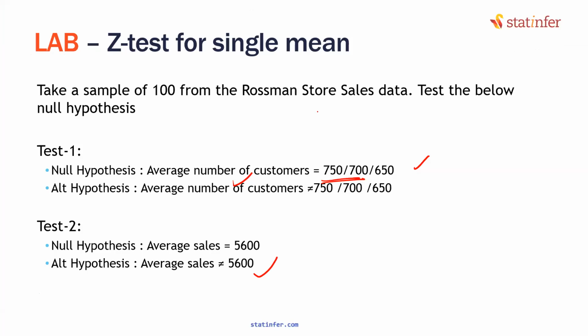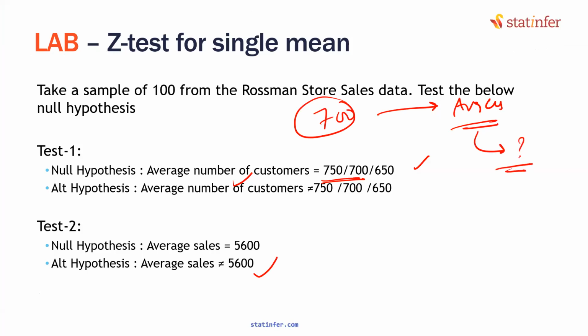Let's say first test for 700. Tell me, are you going to accept or reject this null hypothesis? If the null hypothesis is the average number of customers is 700, are you going to accept or reject this? First test this one, all of you, and tell me, are you going to accept or reject it? Average number of customers is 750. Are you going to accept or reject this null hypothesis?